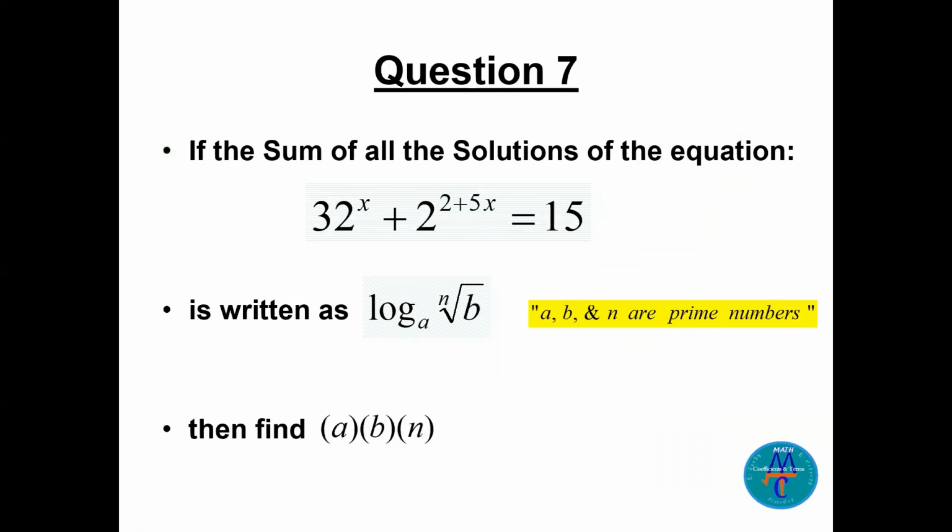Question number 7. If the sum of all solutions of this equation, 32 to the power x plus 2 to the power 2 plus 5x is equal to 15. Now remember here, the sum of the solutions is written as log base a of the nth root of b, where a, b, and n are prime numbers. So let's find a times b times n.